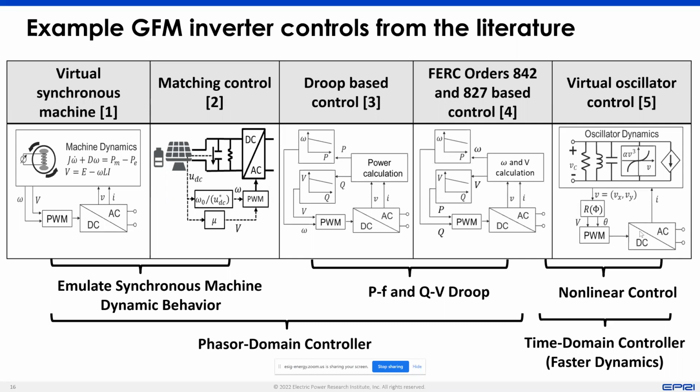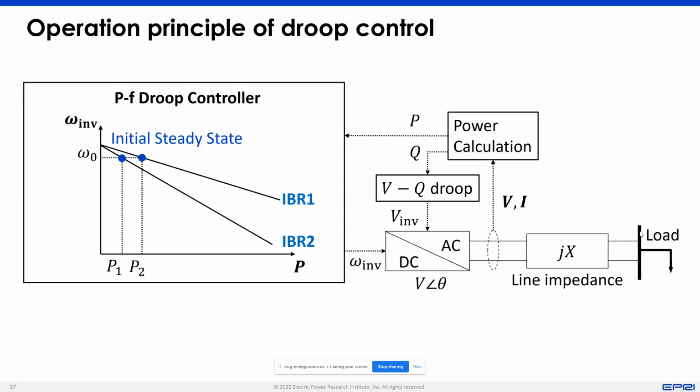Now, as we can see, there are all these different types of controls being proposed. So now the question is, do they have similar behaviors? Just as an example, we first want to look at two types of droop controls that we illustrated on the previous slide, to see if they have similar steady state behavior first of all, and then we'll move on to compare their dynamic performance to see whether they have similar dynamic performance.